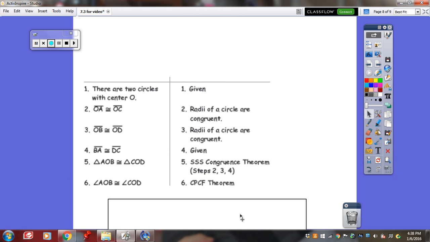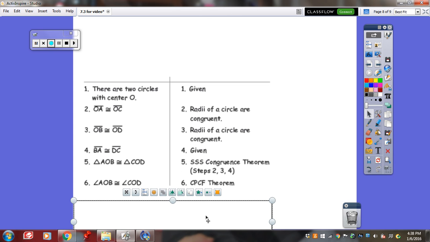Now if you remember, it didn't ask me to prove the triangles are congruent, it asked me to prove the angles are congruent. So once I know the triangles are congruent, I can pull off the angle that I need and use the corresponding parts of congruent figures theorem. So since angle AOB corresponds to angle COD, and the two triangles are congruent, these congruent figures make these corresponding parts congruent. So that's the second proof.